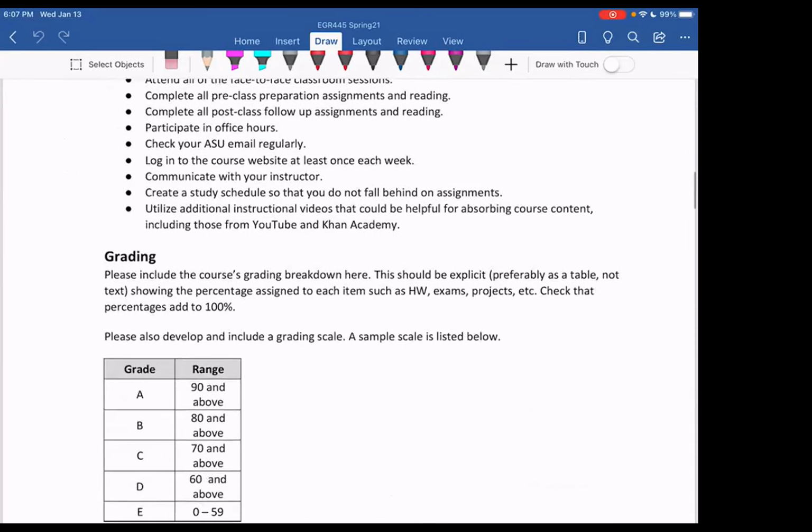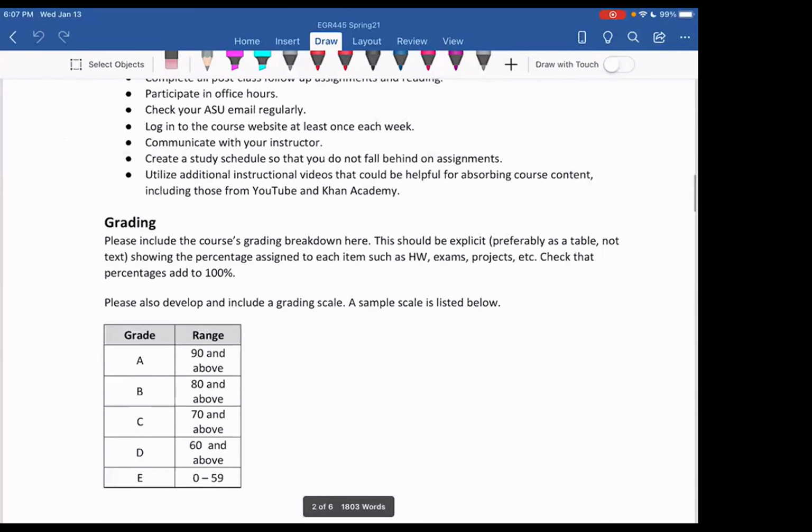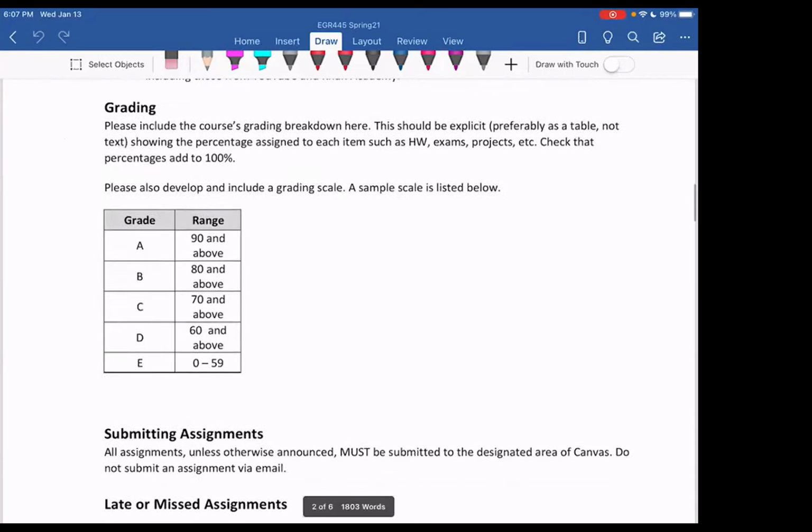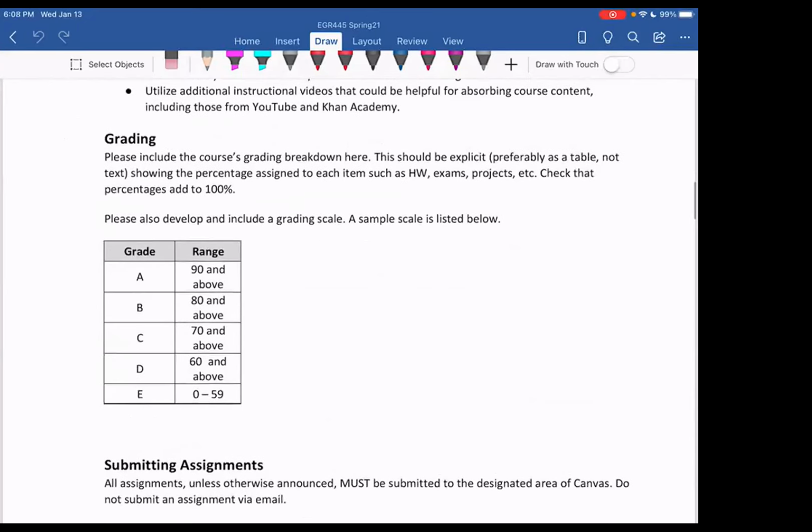Now, the grading standards. 90 and above is A, 80 and above is B, 70 and above is C, 60 and above is D. I just want to be clear and make it explicit that quizzes will be 60% of the total grade, and homework will be 40% of the total grade. That breakdown is shown in Canvas.